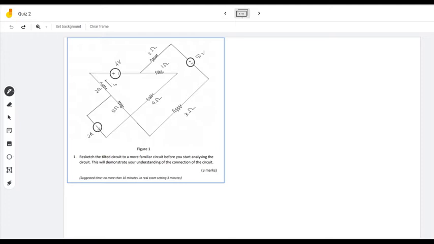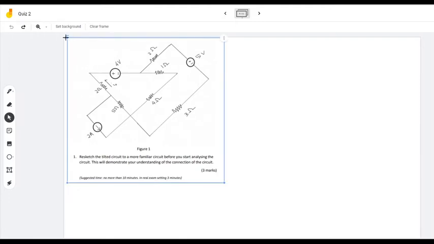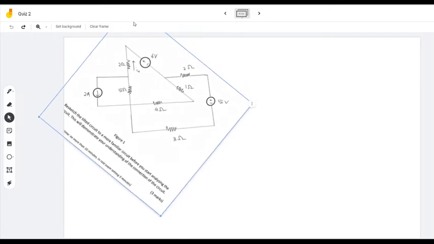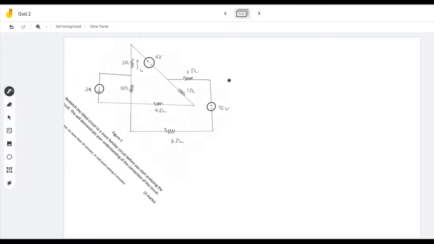The first question says, resketch the tilted circuit. I know you're not able to do this, but you should be able to tilt your paper or something like that. Once you do that, it's pretty much a straightforward circuit. It's an optical illusion. Once you have that, you can sketch the circuit. That's the 5. That's the 2 ampere over there.